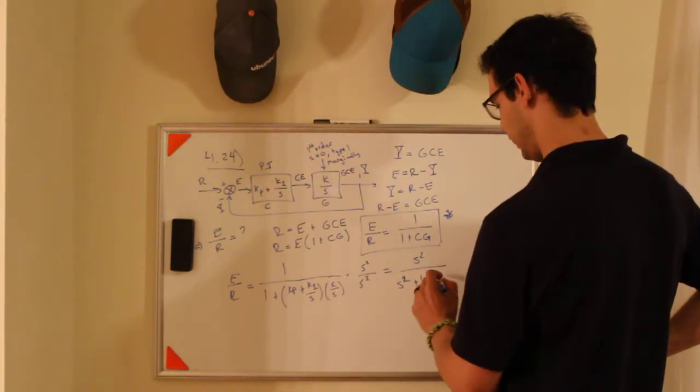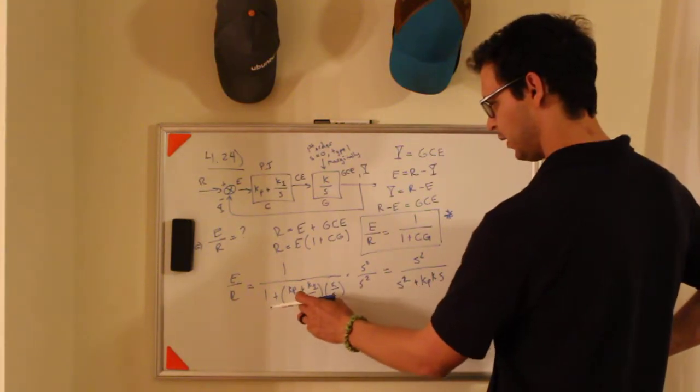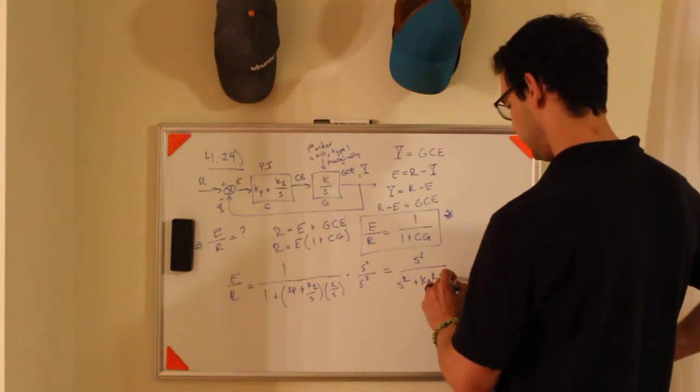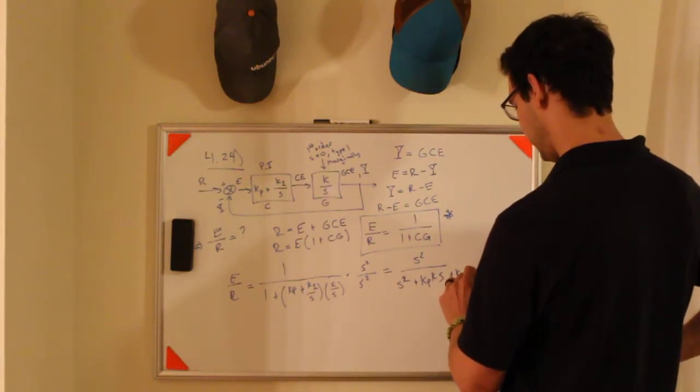The s squared cancels with the s, so I'm just going to get a KpKs. Then I'm going to get a KiK over s squared times s squared. So I'm just going to get a KiK.